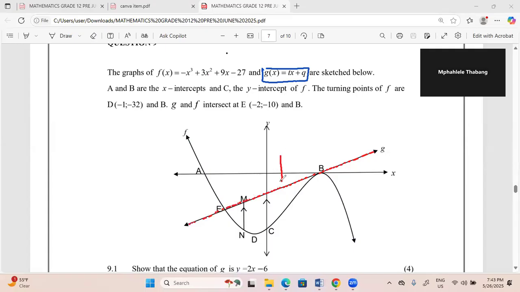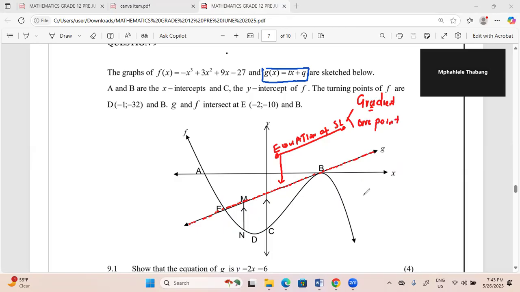So we are looking for the equation of a straight line. And guys, we know that to find the equation of a straight line, we need the gradient of that line. We must have the gradient of the line, and we must also have at least 1 point on that line. We need the gradient and 1 point on the line to find the equation of the line.